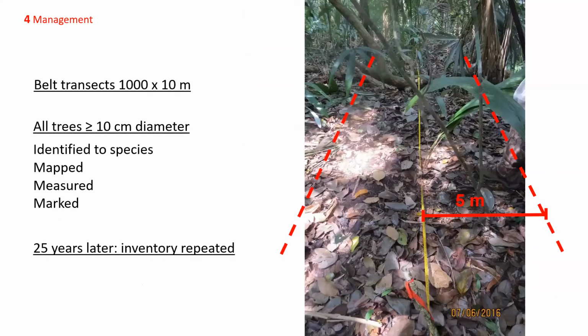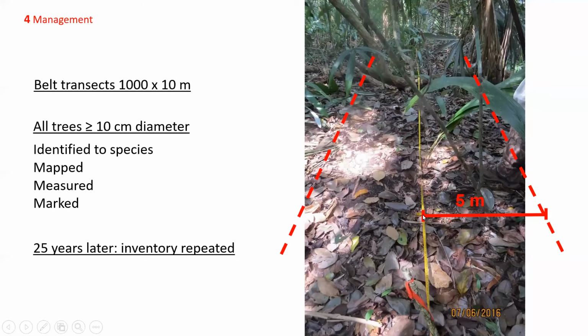The transects were 1 kilometer long and 10 meters wide. That's 10,000 square meters, equal to 1 hectare. This is a fast and easy way to set up a plot. They're permanently marked and GPSed. We did this in 1991. We did not have GPS then, but we went back and did it recently.